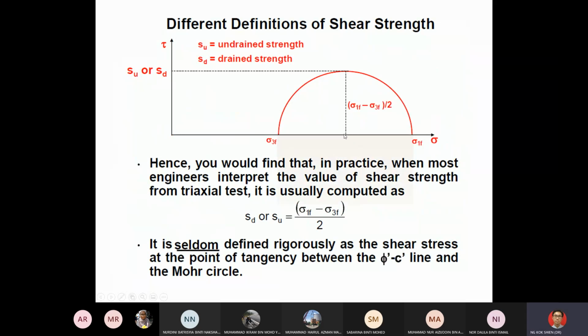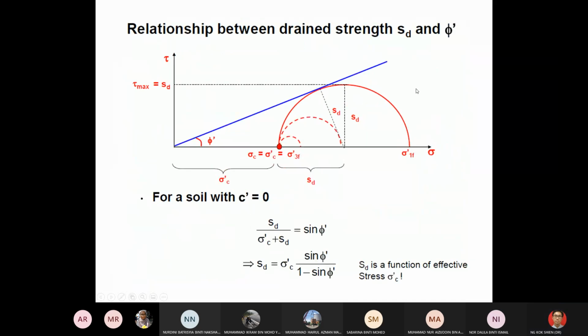Here you can see that the shear strength that we take is actually the radius, which is the maximum value here. It is seldom defined rigorously as the shear stress at the point of tangency between the failure envelope and the Mohr circle. Since we have only one sample, finding the shear strength rigorously becomes difficult. So in practice, sometimes people just use this. It's simple, but they do have a relationship. You can actually get the drained strength or undrained strength using some simple expressions.